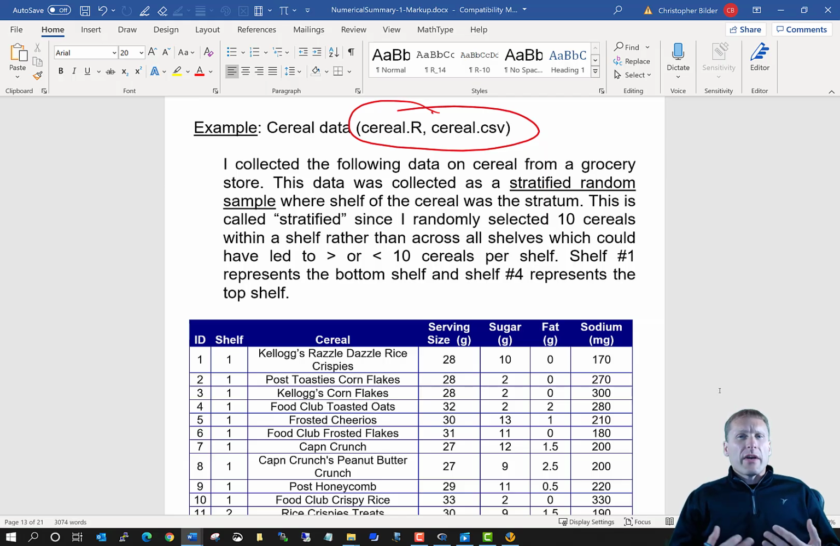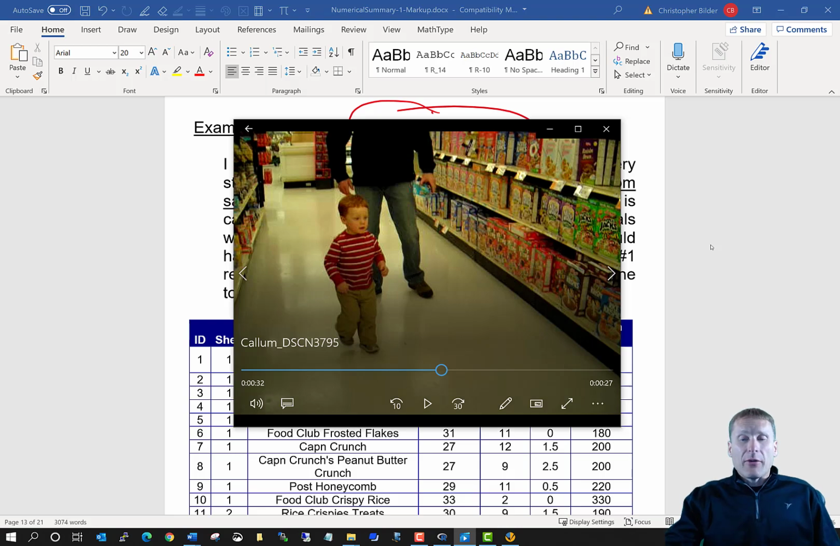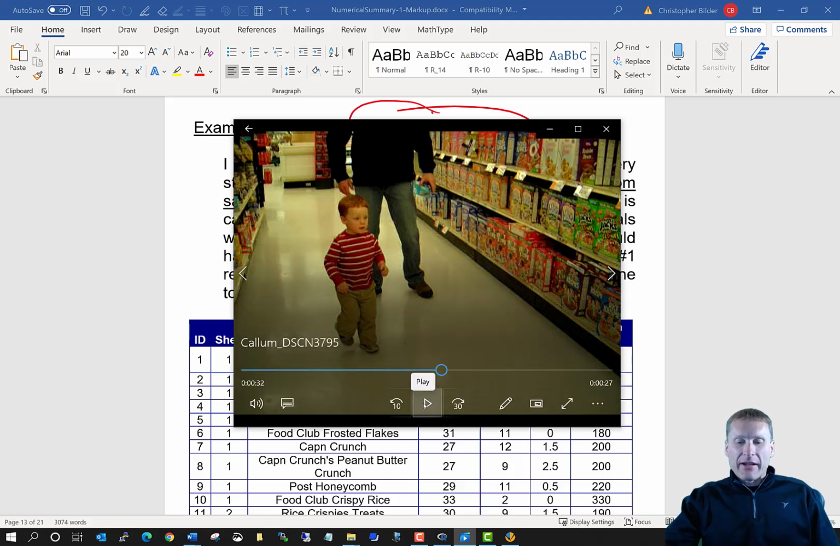And to help motivate why I was interested in that, I have a short video of my son Callum, who I turned loose in the cereal aisle one day. Callum's a little bit older now, but in this video, I think you'll get an idea of why perhaps grocery stores put certain kinds of cereals on particular shelves in a cereal aisle of a grocery store. So let's quickly take a look at it.